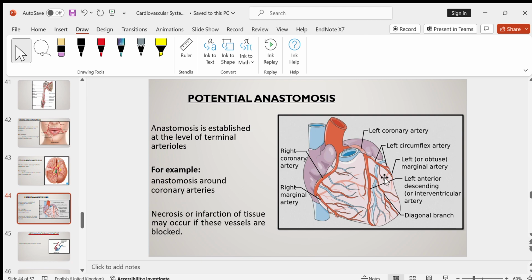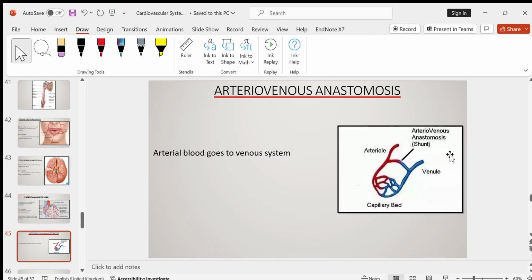Then we have the potential anastomosis. First, we have discussed the actual anastomosis. What happens in potential anastomosis? Normally the blood is not flowing through this anastomotic channel. But in case of some ischemia or blockage of a vessel, blood flows through this anastomosis. An example is the coronary circulation. And here the potential anastomosis occurs on the surface of the heart.